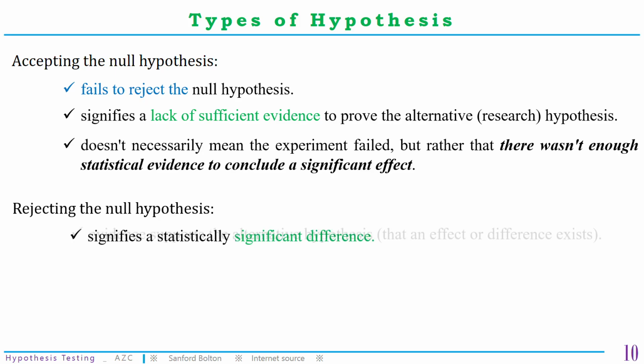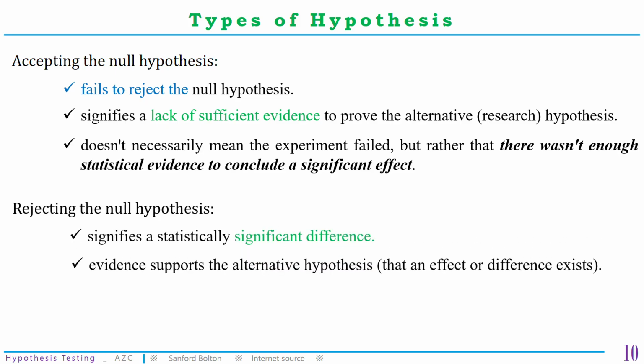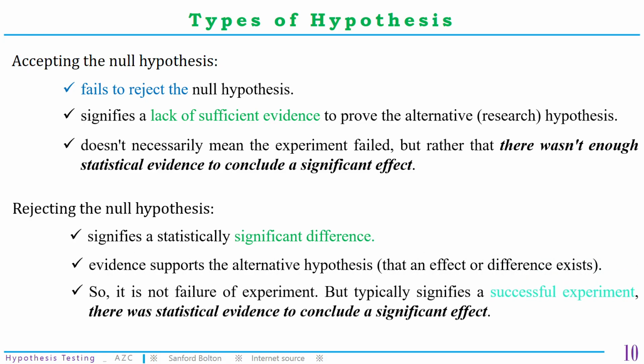Rejecting the null hypothesis signifies a statistically significant difference. Evidence supports the alternative hypothesis that an effect or difference exists. So it is not failure of experiment, but typically signifies a successful experiment. There was statistical evidence to conclude a significant effect.